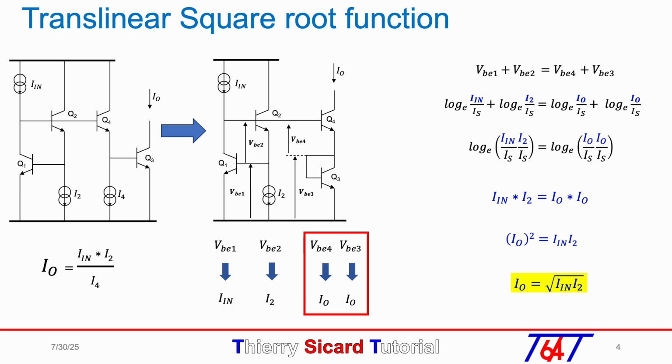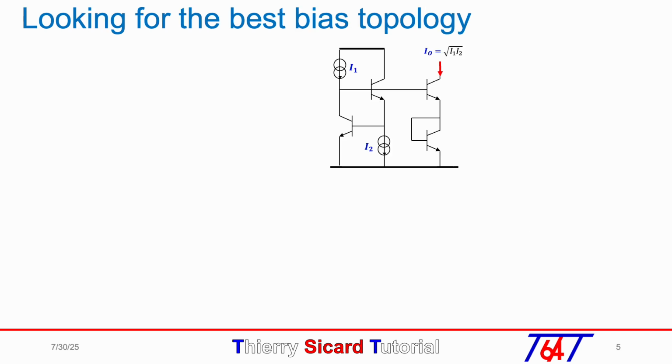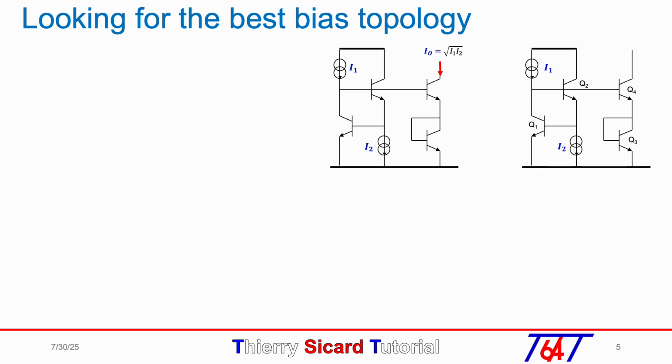The sum of VBE is equivalent to the multiplication of the currents linked to each VBE. Since the output current is equal to the square root of I1 times I2, we need to determine which current will be the DC current and which will be the variable input quadratic current I in. We have two possibilities. In the diagram on the right, we have chosen to use the current I2 as the DC bias current of 10 microamp. I1 will therefore be replaced by I in.